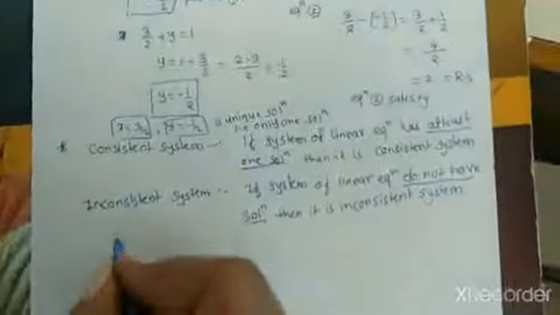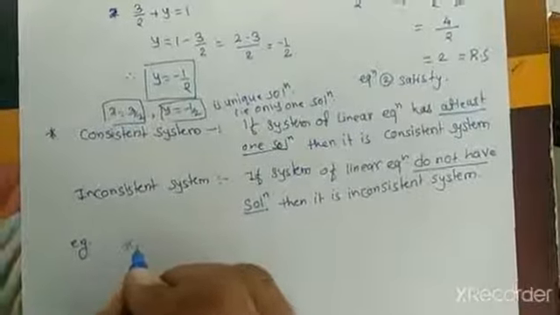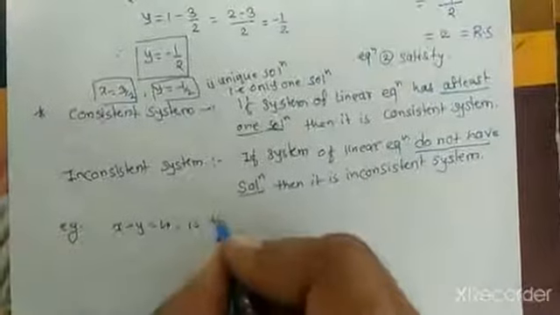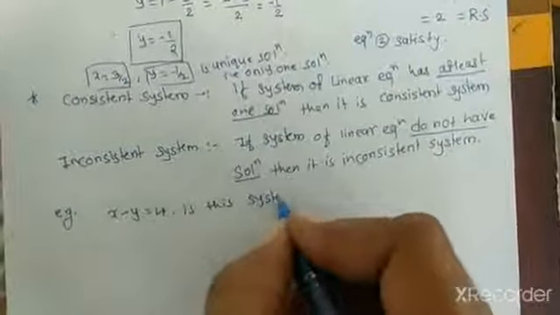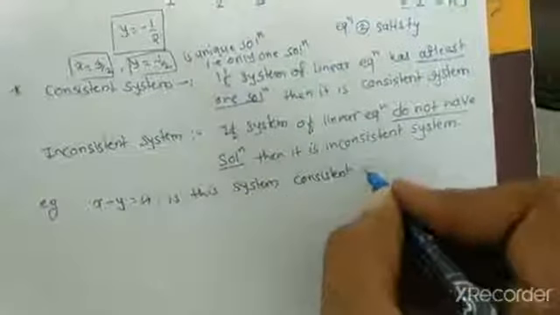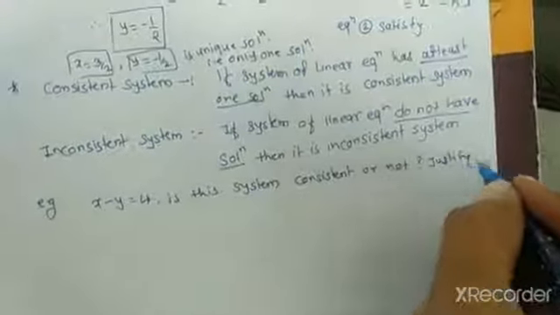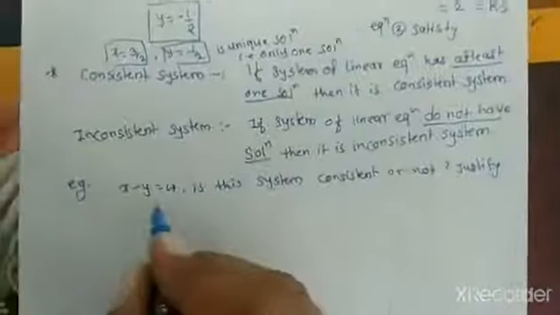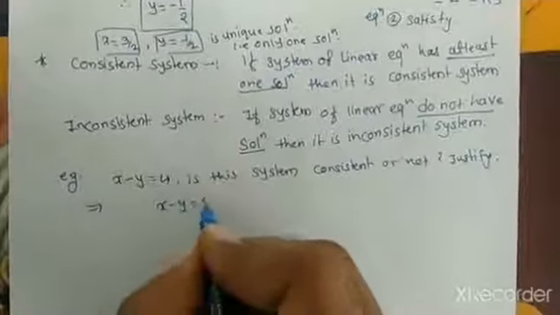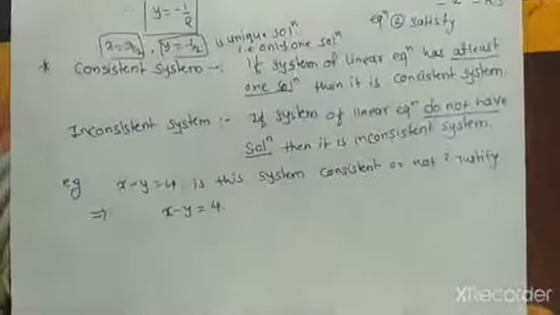Okay, next, consider another example. Now I consider only x minus y is equal to 4. Is this system consistent or not? We have to justify. Okay, in this system there is only one equation, which is x minus y is equal to 4. Now we have to check whether the system has a solution or not.